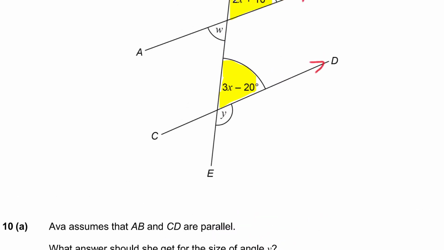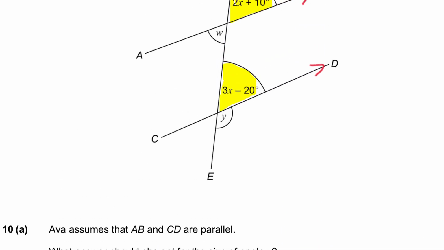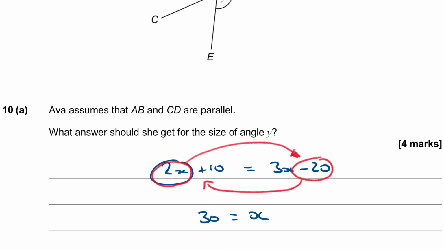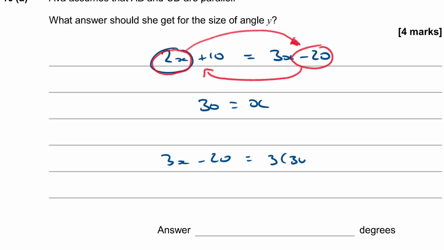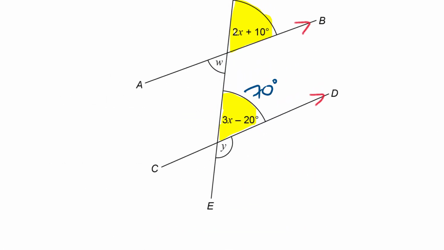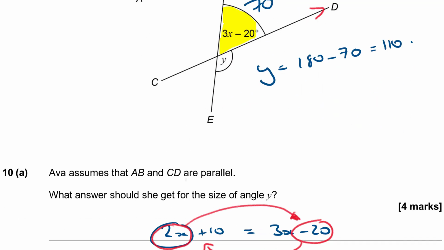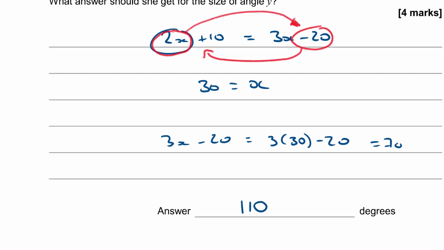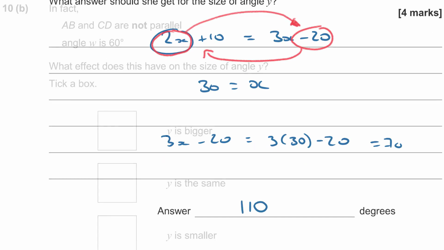So if x is 30, then our congruent angle, 3x minus 20, is going to be 3 lots of 30 minus 20. 3 lots of 30 is 90, take away 20 is 70. So then this angle up here must be 70, and so y is going to be 180 minus 70 because they lie in a straight line, giving you a value of y of 110. So 110 if her assumption is correct.